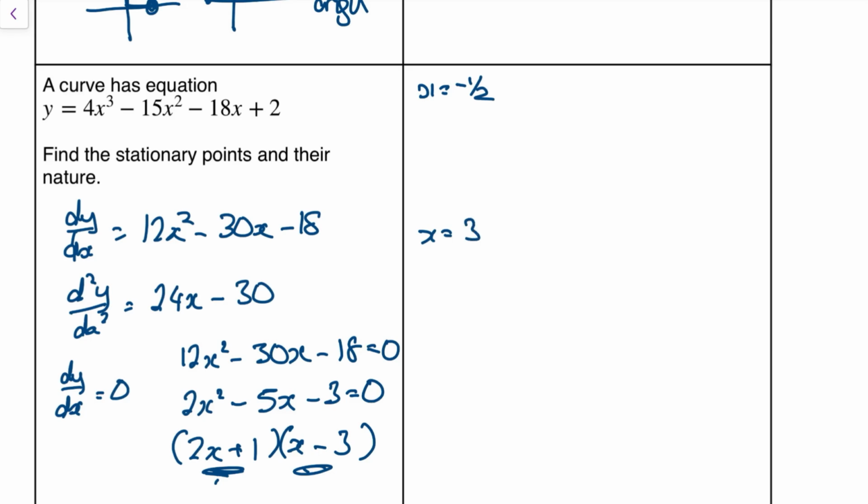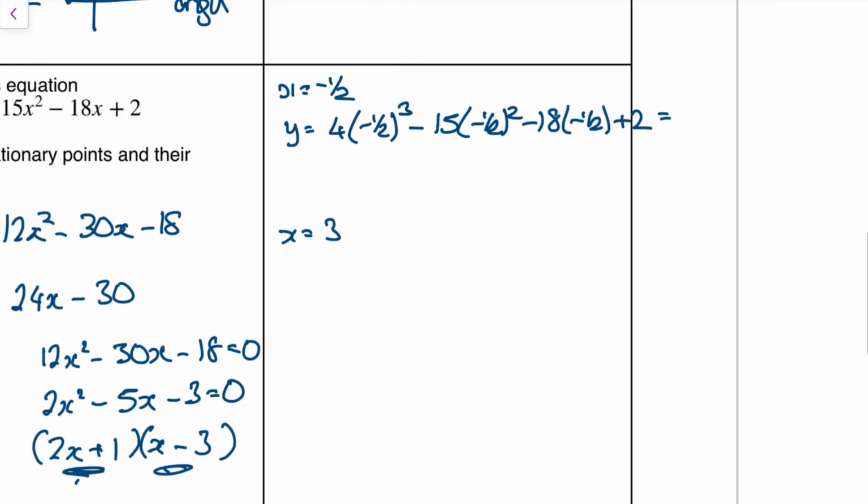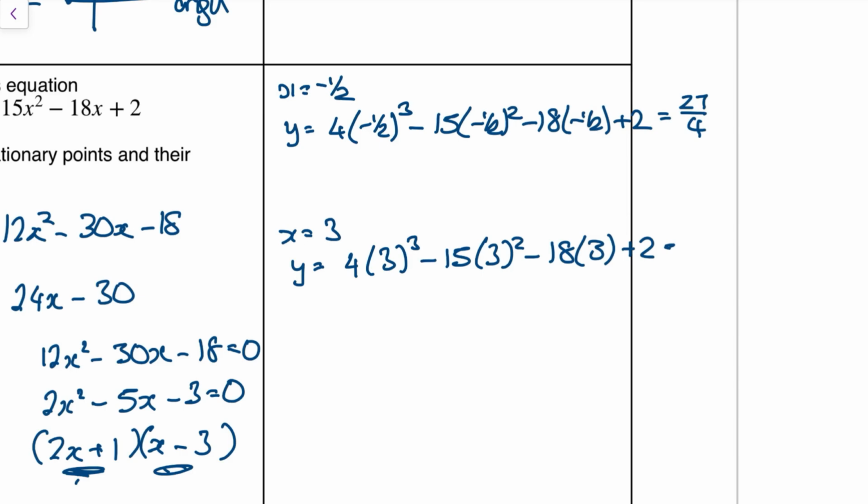So if x equals minus a half, I'm going to put that into the y equation, so y equals 4 times minus a half cubed, minus 15 times minus a half squared, minus 18 times minus a half plus 2. Calculator out. And that is 27 over 4. x equals 3. Let's do the y as well here. So y is 4 times 3 cubed, minus 15 times 3 squared, minus 18 times 3 plus 2. Again, calculator out. I double checked this one, but it is indeed minus 79. So I've got my coordinates.